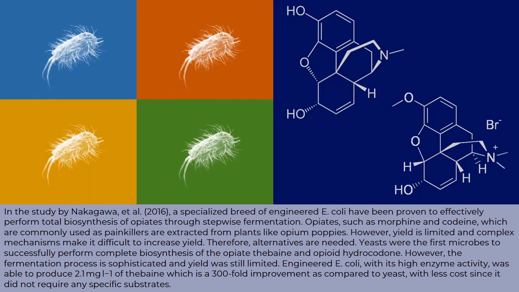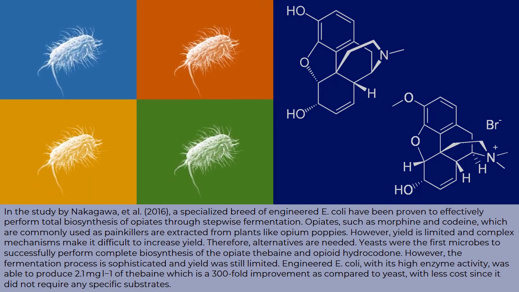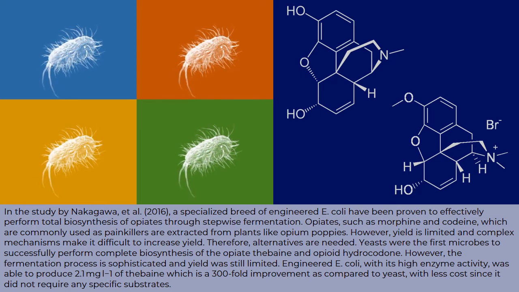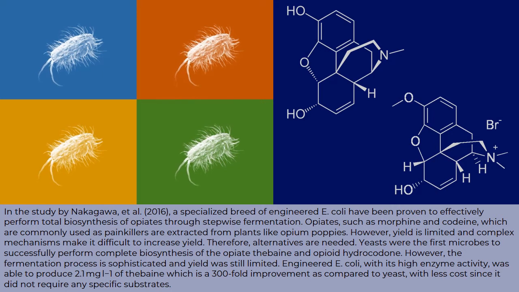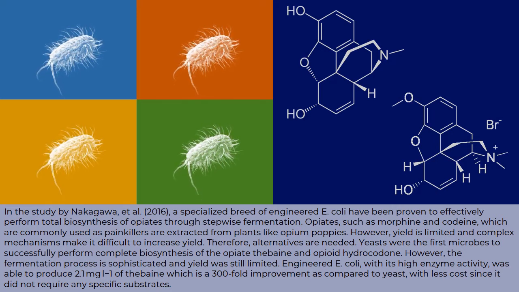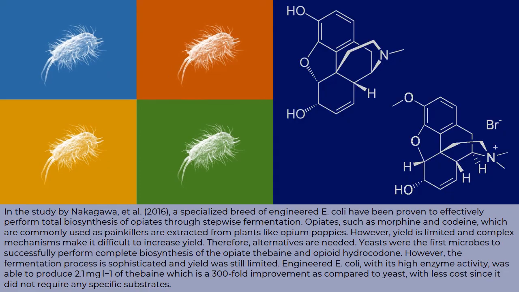Usually, they are extracted from plants like opium poppies. Despite this breakthrough, however, yield is still limited and complex mechanisms make it difficult to increase this yield. Therefore, alternatives are needed. This study proves, however, that a good understanding of cellular respiration can lead to many breakthroughs in the field of science.